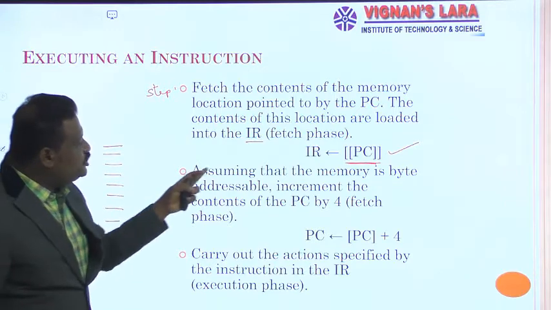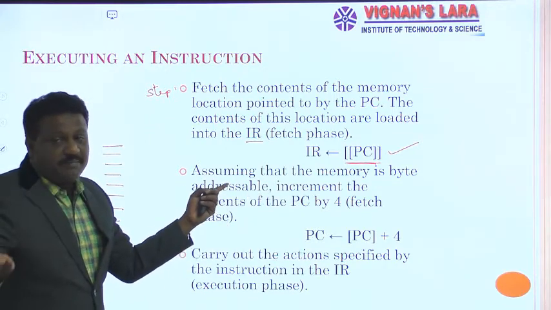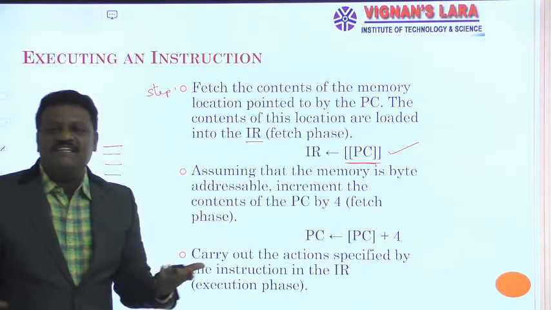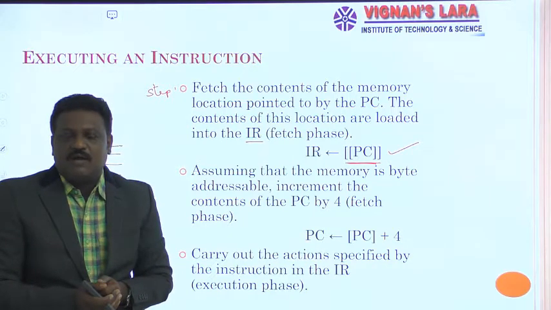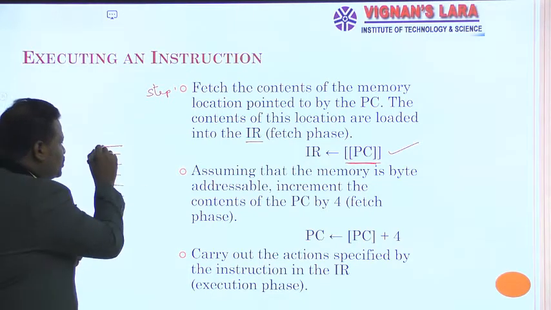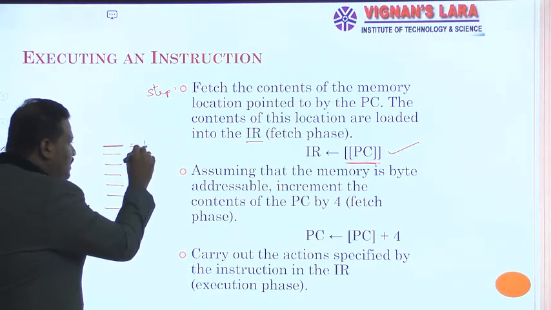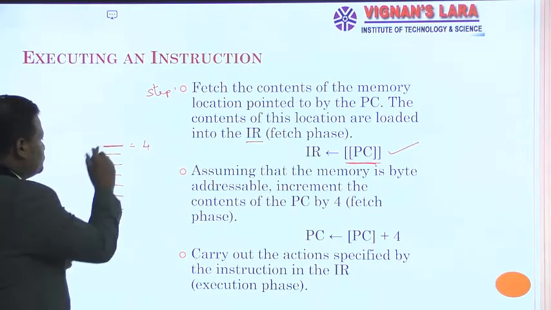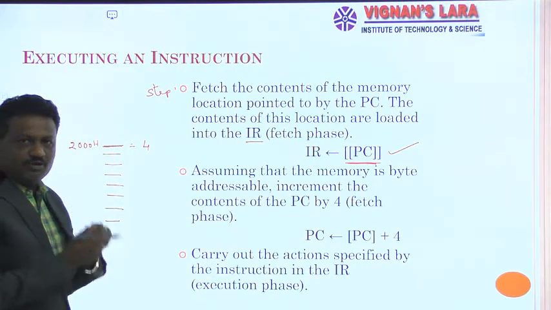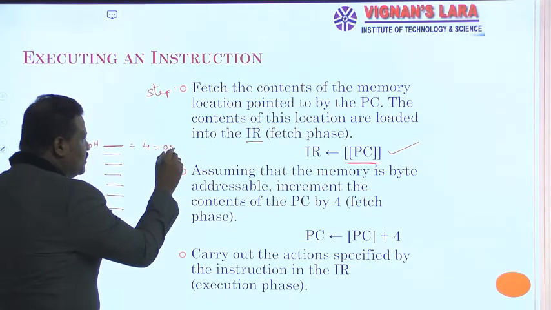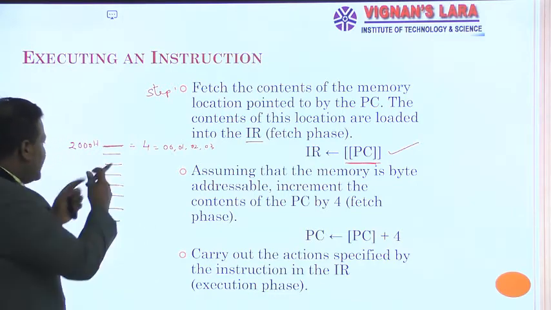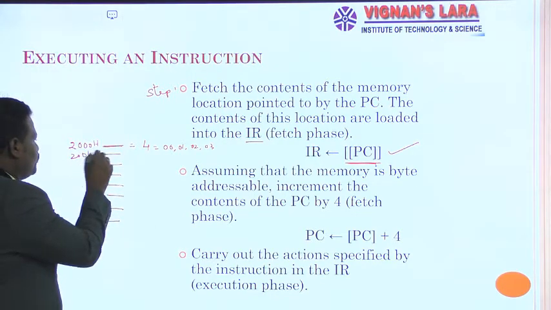Coming to the second step, assume that the memory is byte addressable, as I already told you, and increment the content of program counter PC by 4. Why do I increment the program counter by 4? I have already clearly told you that an instruction size is 4 bytes. If I fetch this instruction, it occupies 4 locations. Assume this program starts from 2000H. My first instruction occupies 4 locations: 2000, 2001, 2002 and then 2003. My second instruction is stored at location 2004H.